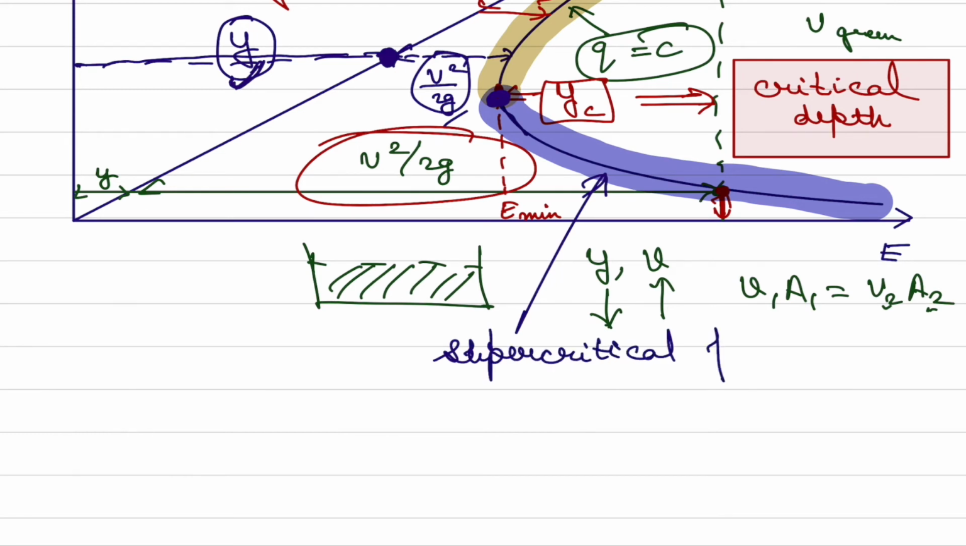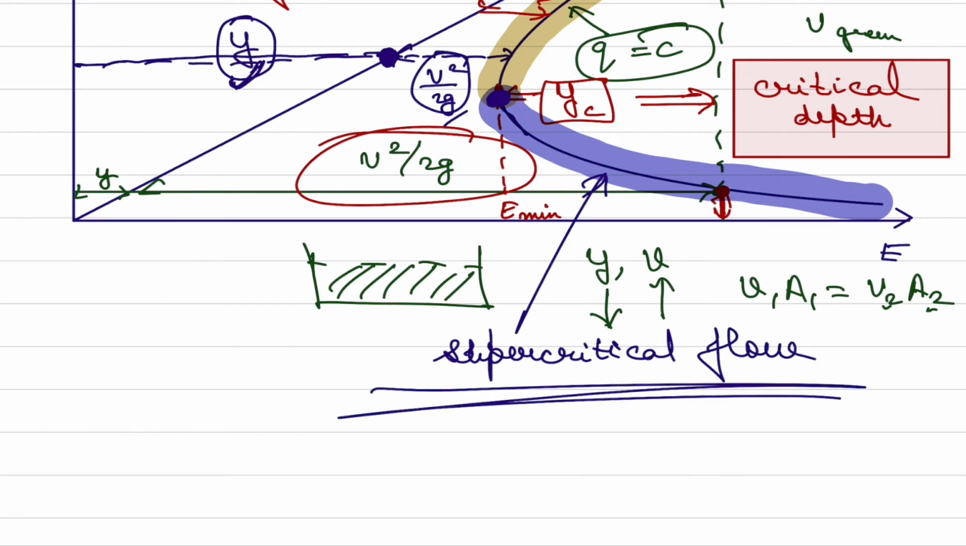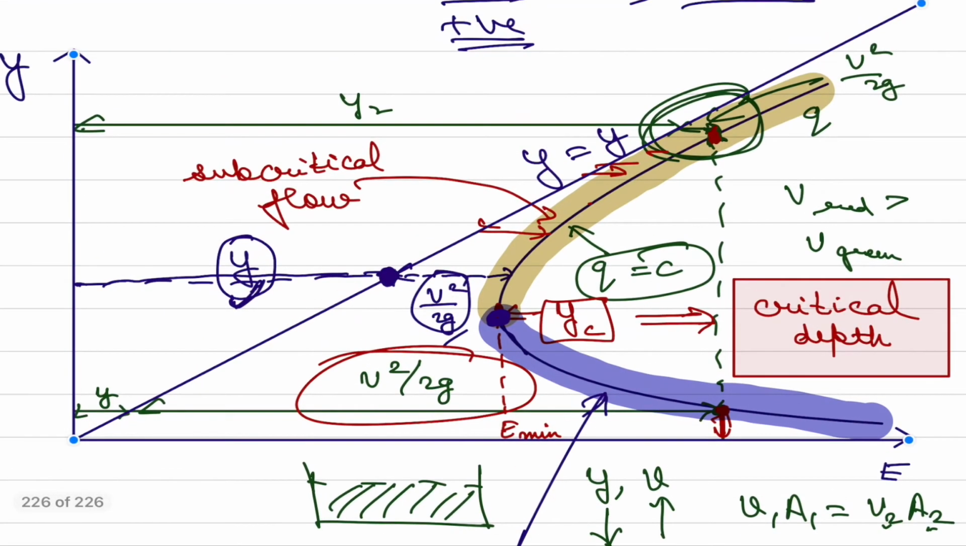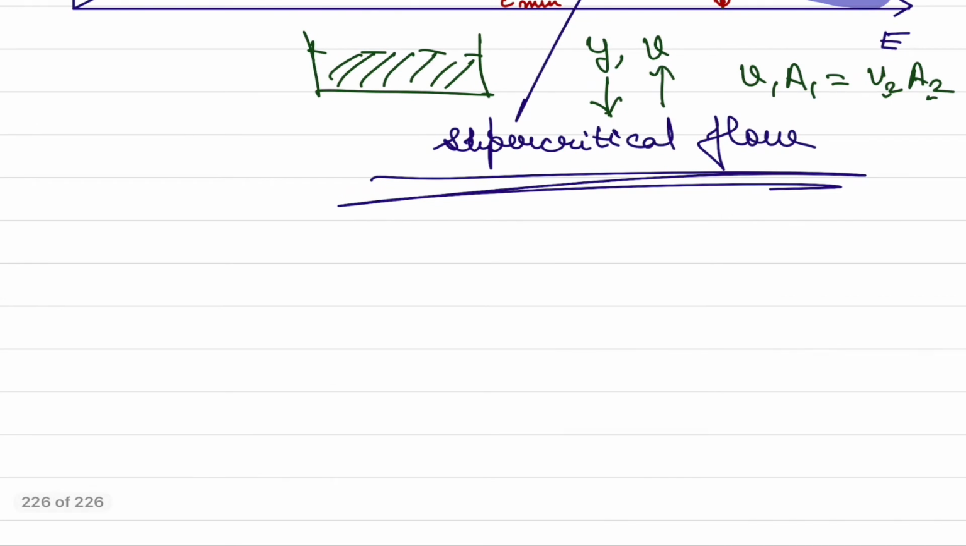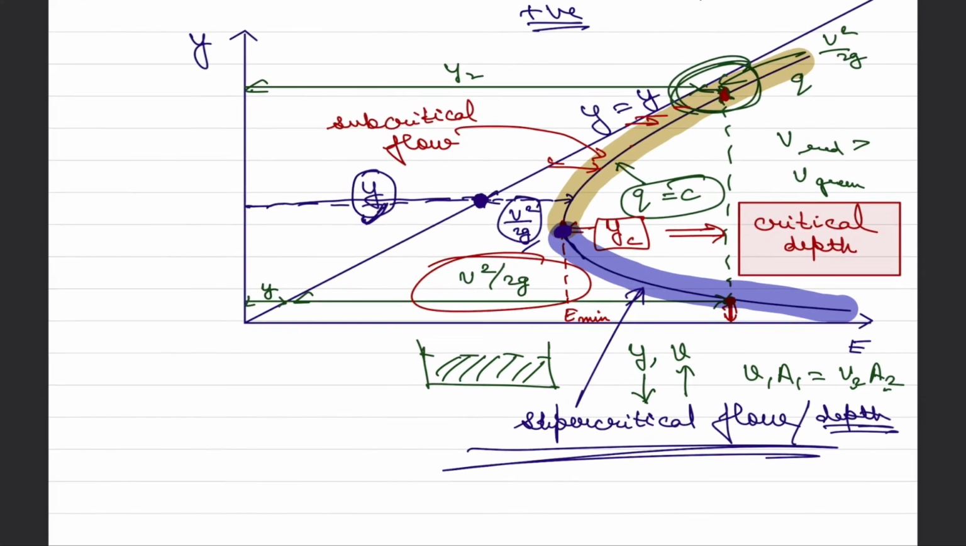And again, this is going to be a very important concept: supercritical, subcritical, and critical depths. If it's a supercritical flow, we will have the equivalent depth at which the flow is happening as the supercritical depth. These three concepts are going to be very important when we go into our further discussions on water resources engineering.